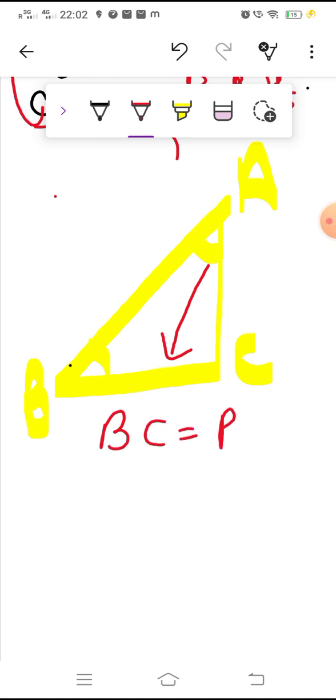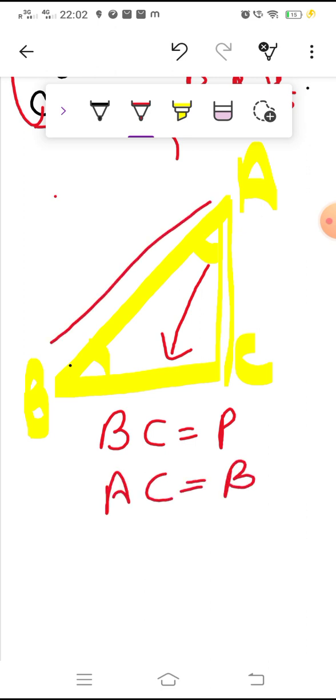Now, as I said in a previous lecture, the side in front of the angle is always perpendicular. That means in this particular question, BC is perpendicular, and the side at which the angle lies is base. So AC is base, and no doubt AB is hypotenuse in both situations. Now you can find out the value of sine A and cos A. So let's solve some questions.